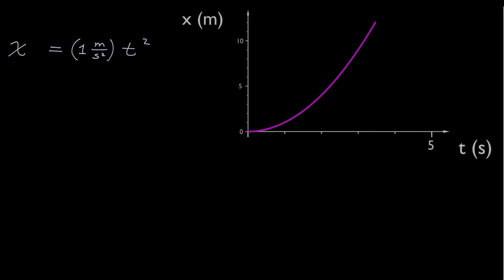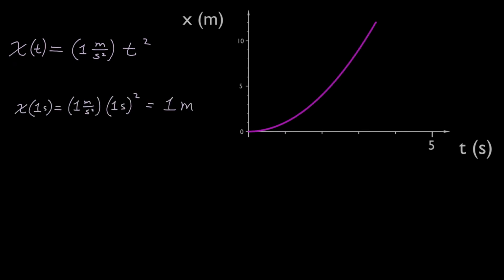Also, if you like, you can add a t in front of the x to emphasize that x depends on t. So a quick example, if we want to know where the train is at 1 second, we just plug in 1 and we get 1 meter. If we want to know where it is at time equals 2 seconds, just plug in 2 and you get 4 meters.